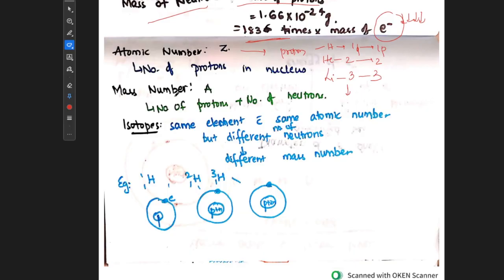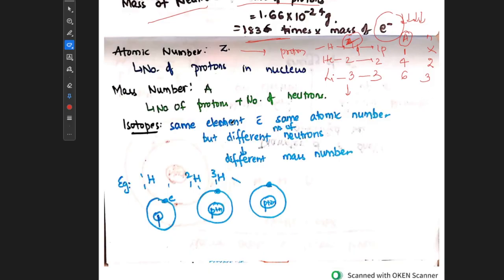Then mass number is equal to the number of protons plus the number of neutrons. So the mass number of hydrogen is 1, so there are no neutrons. Whereas helium, the mass number is 4, so it has 2 protons and 2 neutrons. Lithium, the mass number is 6, it has 3 protons and 3 neutrons. So mass number is equal to protons plus neutrons.